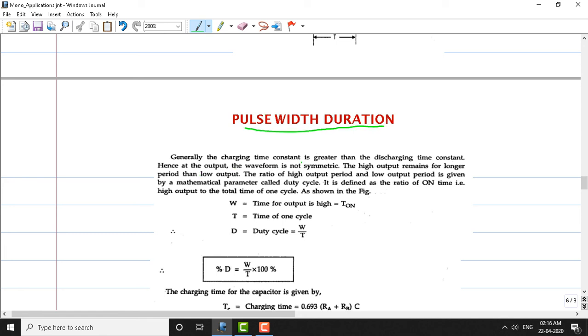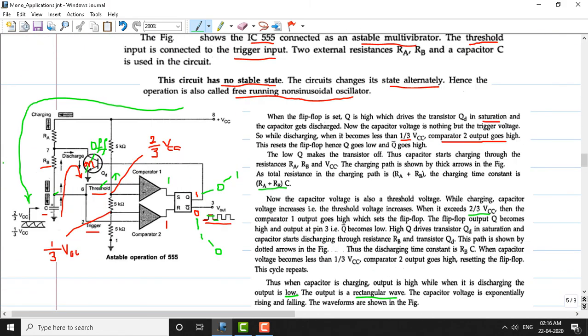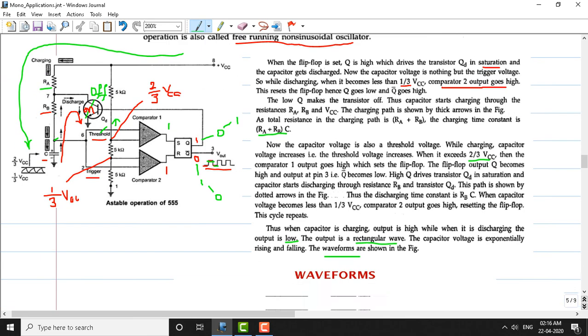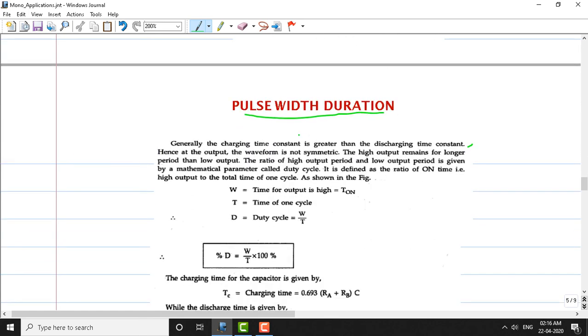Generally, the charging time constant is greater than the discharging time constant. We have seen from the circuit that while charging, two resistances are involved here, RA plus RB. So therefore, the charging time constant is larger. While discharging, only RB is involved here. So therefore, the discharge time constant will be less. That's what we are going to use in this derivation.